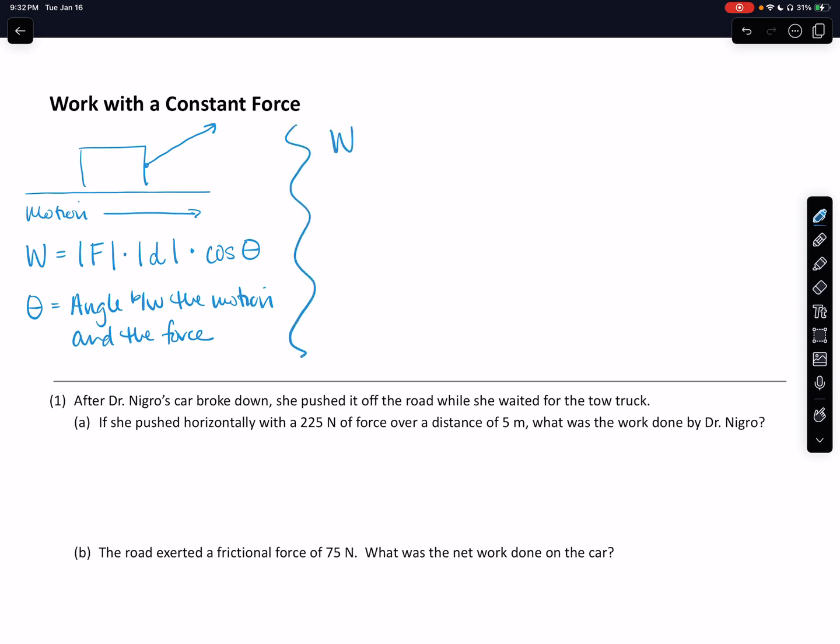Work has its own set of units. Now we've got force times displacement, so that means we're going to have a unit of newtons times meters. And a newton meter actually has a different name. It's called a joule, which we represent with a capital J. And I don't know if you remember, but back in chemistry, we learned that joule represents energy, which tells us that work is energy. Now, it is a scalar quantity, so that's going to be a little bit different than force, acceleration, displacement, etc.